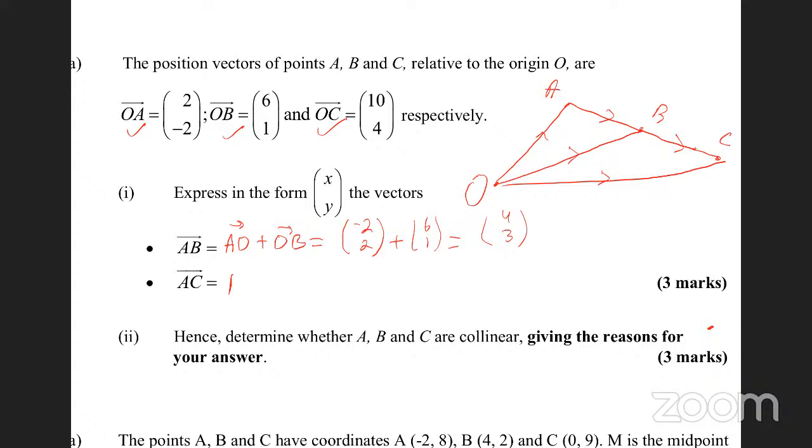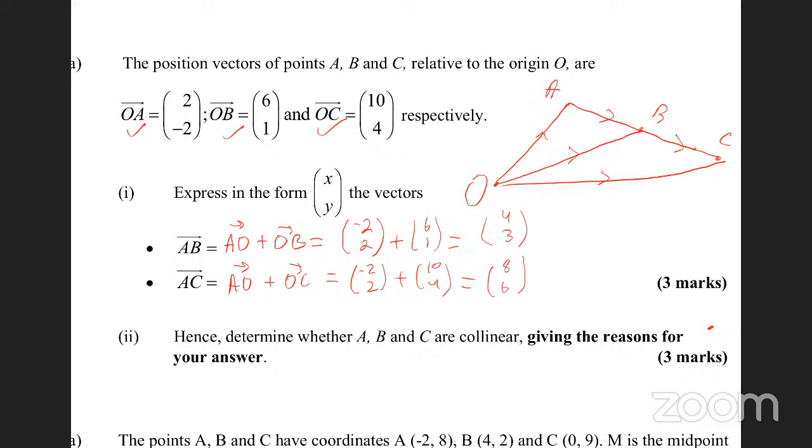AC is what? AC is A to O, O to C. Well, you have this already. I'll let you write it down. We did this one last day. A to O, O to C. A to O is -2, 2. O to C is 10, 4. So that's 8, 6. Nice. Now for the real thing, collinear.